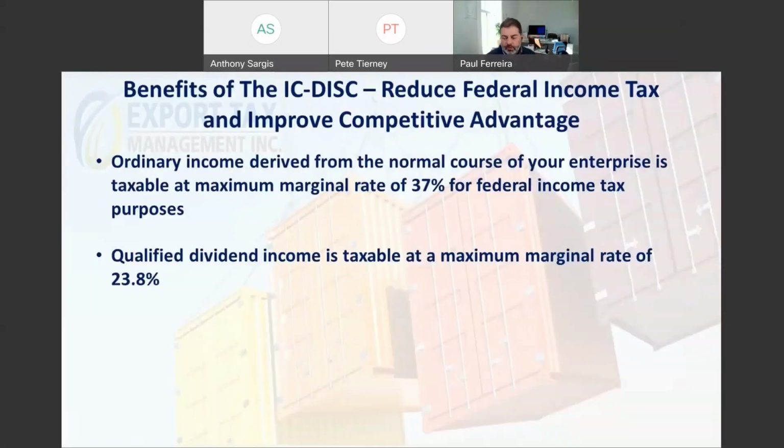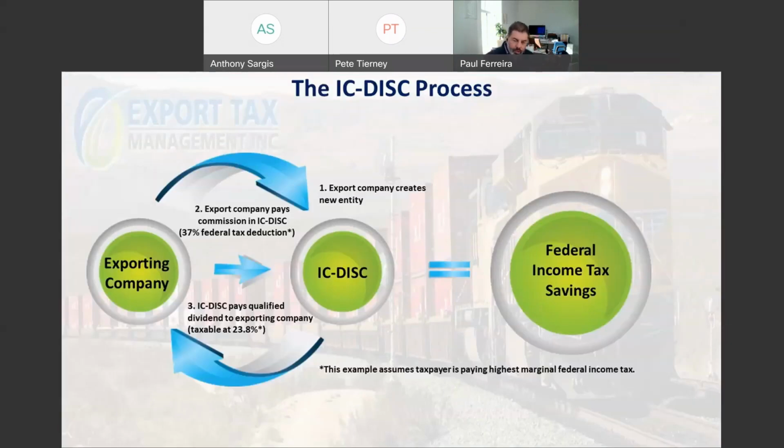The beauty of all this ordinary income. So let's say an example. Here's the IC-DISC structure. What an IC-DISC is: it is a separate legal entity. It files its own tax return, known as an 1120-IC-DISC. So the question is, why do we have to set up this separate legal entity to take advantage of the IC-DISC? I'm going to get a little historical, a little tax nerdy here.